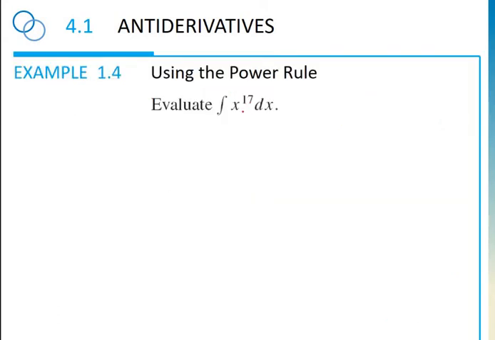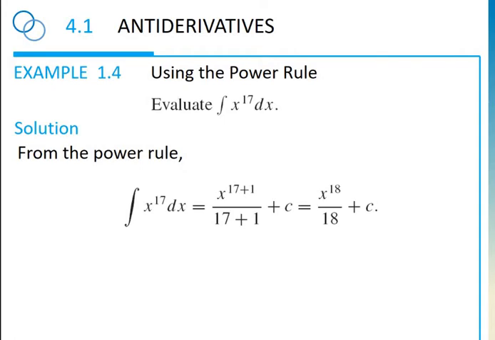Oh, look at this one. X to the 17. I'm guessing everybody knows it's going to be x to the 17 plus 1 divided by 17 plus 1, which is x to the 18 divided by 18 plus c. Yeah, right? Cool. Now let's look at another problem.